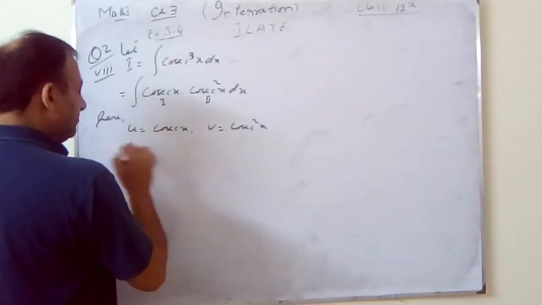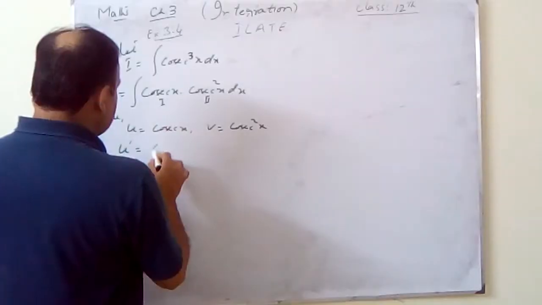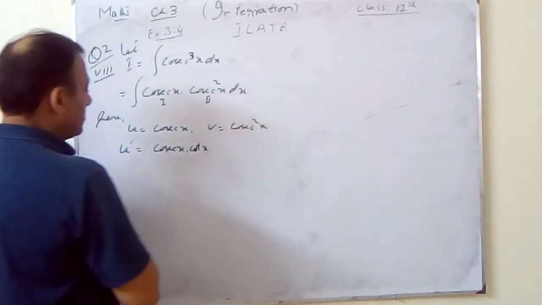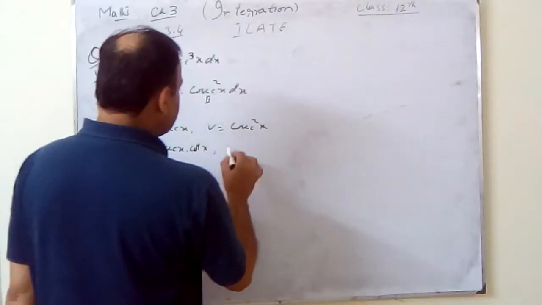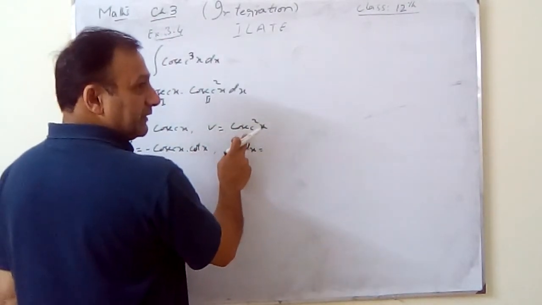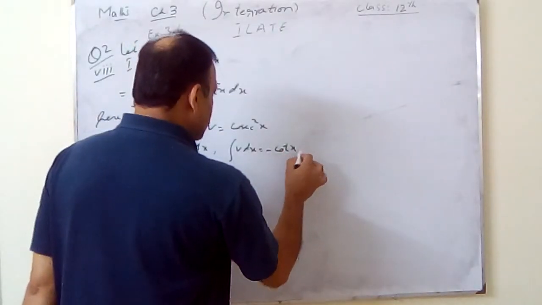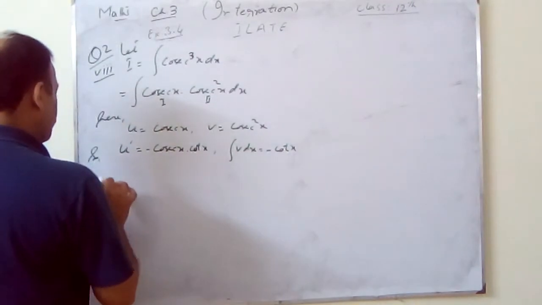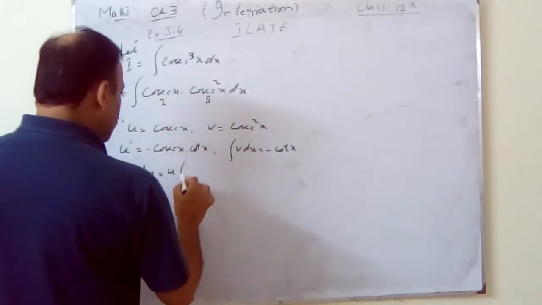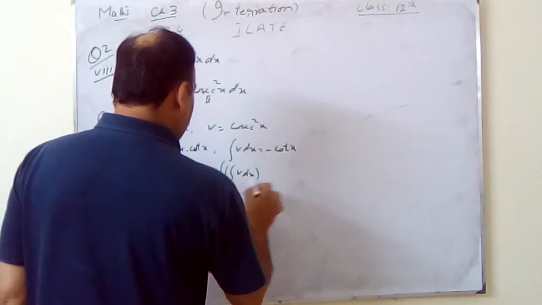So the derivative of cosecant x is minus cosecant x cot x, and the integral of cosecant square x is minus cot x, since cosecant square is the derivative of minus cot x. So by the formula, u times the integral of v, minus the integral of the derivative of u times the integral of v.